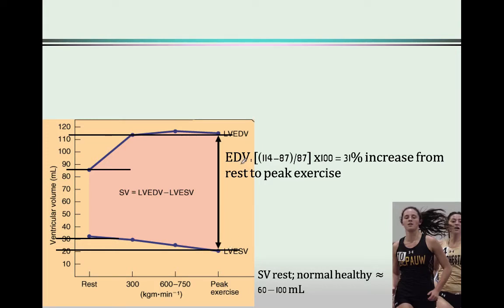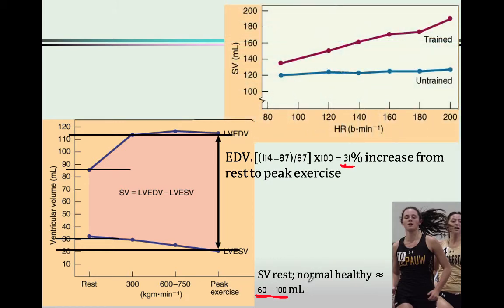And when we look at the change in EDV, it goes from about 87 up to about 114, and that represents approximately a 30% increase from rest to peak exercise. Interestingly, if we do the math here, we'll find that this change is also close to 30%. Again, a normal healthy adult has a resting stroke volume somewhere around 60 to 100 milliliters per beat.